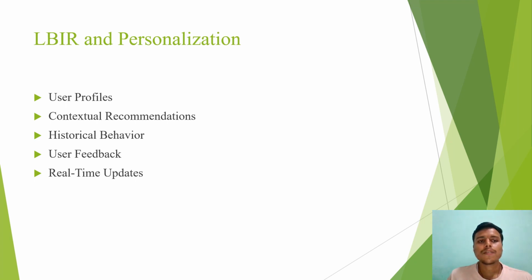So location based information retrieval and personalization. The first point is the user profile. Location based information systems can often create user profiles that include the location history, search queries, and then contextual recommendations. Users can get recommendations of locations based on their searches. Next is historical behavior. There is history provided by the user. According to the history, location can be retrieved.